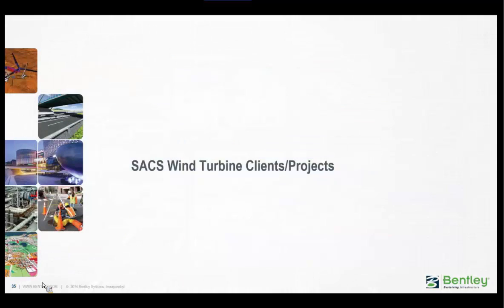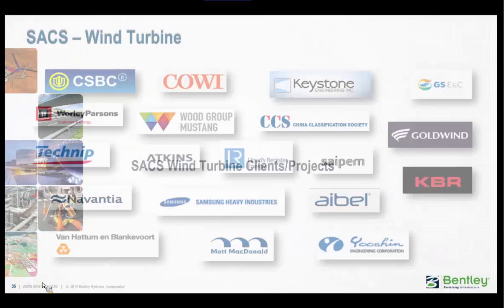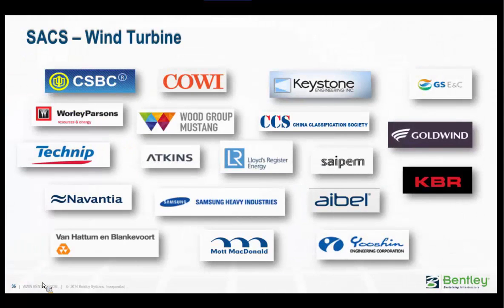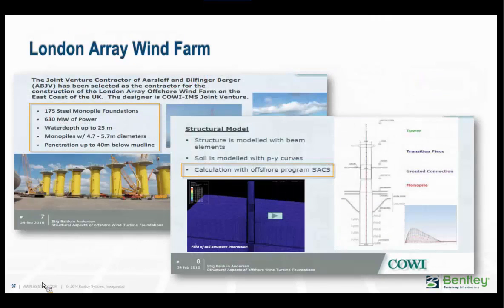Okay, to give you a taste of who our clients are, this is a brief list of our clients, not all of them directly, and a brief list of the projects where SACS has been used. This is the London Array Wind Farm, and these are slides presented by COE: 175 steel monopile foundations, water depth up to 25 meters, penetration up to 40 meters below the mud line. They say they used the SACS program for their calculations.